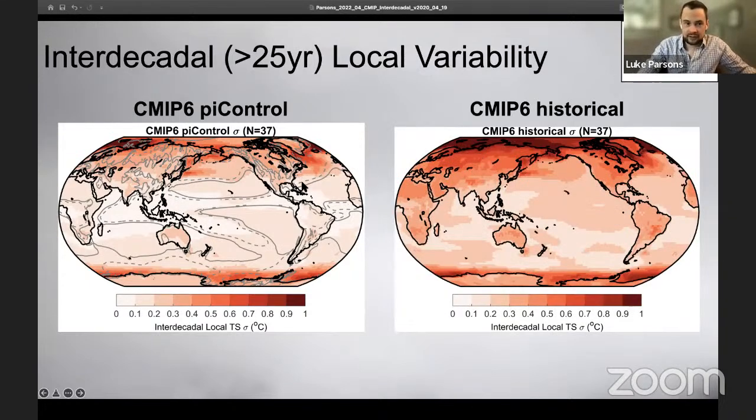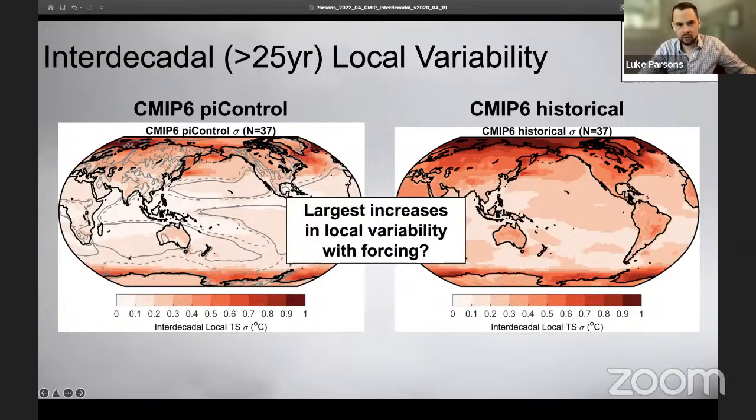Now, let's contrast this visually and briefly with the historical runs. Notice the historical runs: if we look at the local standard deviation of surface temperature, this is internal variability plus the warming trends. You immediately see that there's more local variability plus trends. So we're now going to subtract these two and look at where there are the largest increases in local variability, plus trends as well, with forcing.